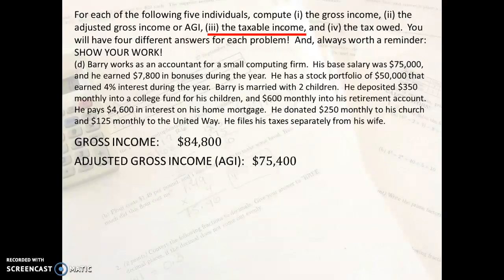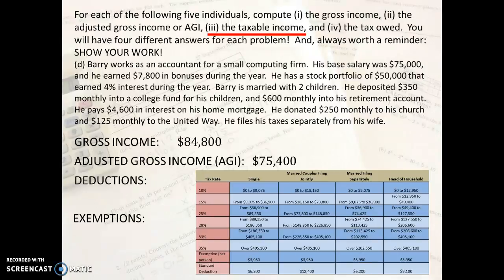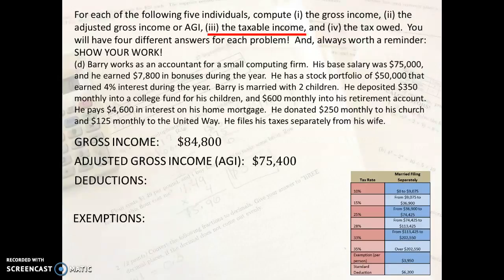Next up, we have the taxable income. If you remember, we have the deductions and the exemptions, and they come from this chart. Barry, if you read the information, is separate from his wife. His wife's going to do her own taxes, so that's the category I have to look at. Using those numbers, let's see, deductions. Deductions are going to be charity.